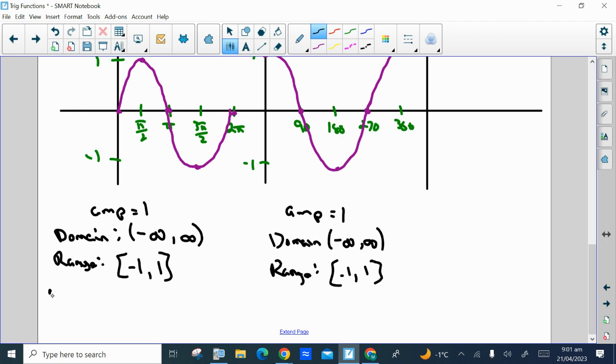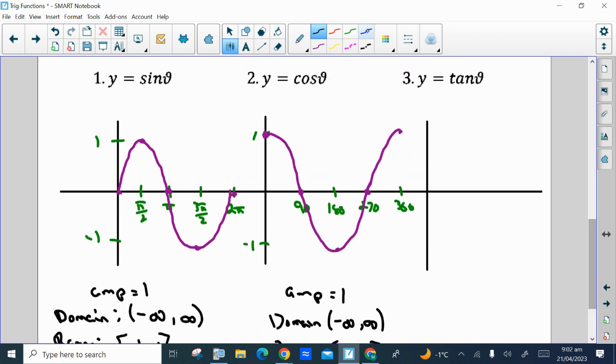Our x-intercepts for sine are every multiple of pi. Zero pi, 1 pi, 2 pi, -1 pi, -2 pi, every multiple of pi. But for the cosine, it's a little bit different. It starts at 90 degrees and then goes every multiple of 180 degrees after that. Okay? So those are some of the characteristics that we talked about.